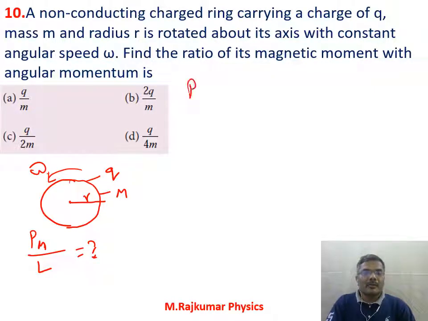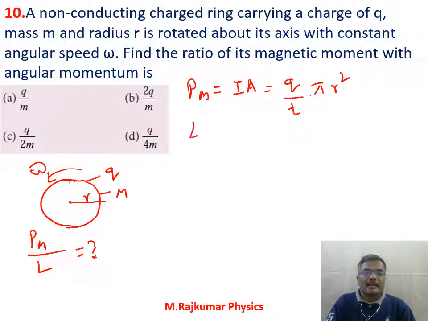You know this magnetic moment for this ring will be equal to I into A, the current into the cross-section. Because the charge is there, I can write it as q with respect to time, so q by t, into area. The radius of the ring is r, so the area will be pi r square. This is the Pm value.